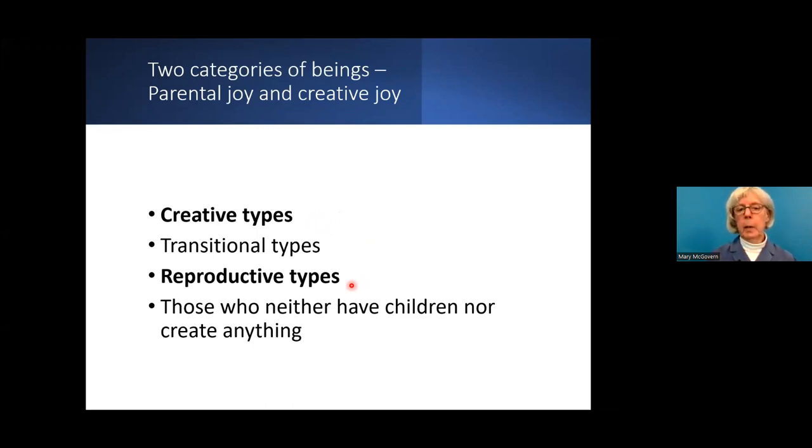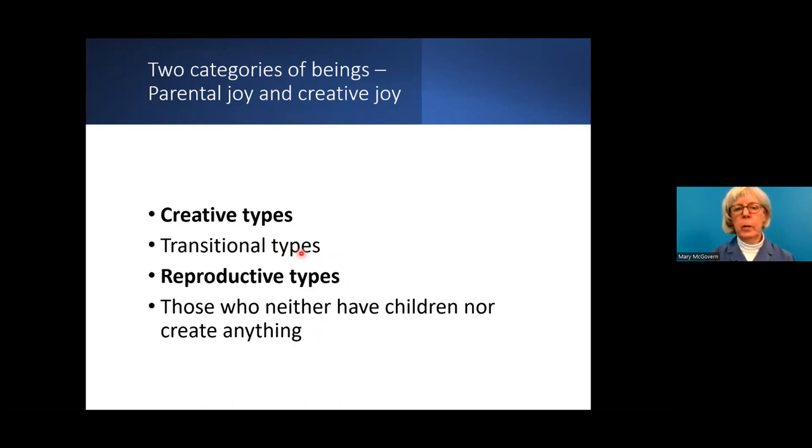But I don't think there are that many people of that type around anymore, at least not in this part of the world. Most of us are in this transitional state. I can just say, for the sake of completeness, that there are some who neither have children nor create anything. And that's people like beggars and vagabonds and people who live by cheating others and so on. But that's just for the sake of completeness.